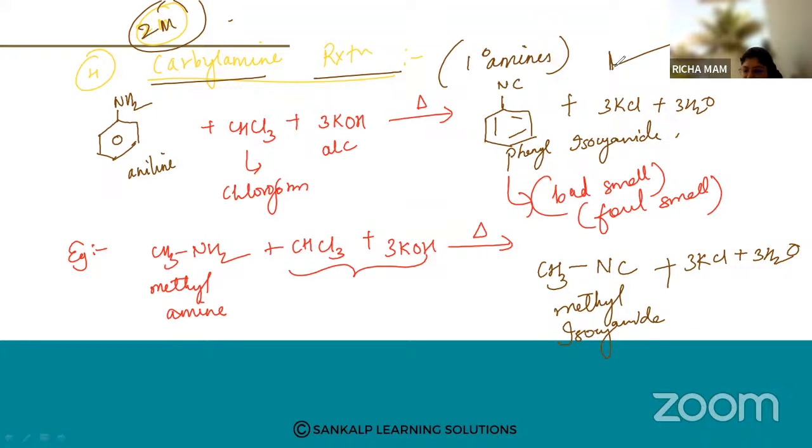We have a few more reactions. So let us see. This was the fourth one. What all chemical properties have we seen? First, the basic nature of amines. Second was alkylation. Third was acylation. Fourth was the carbylamine reaction. Next is the reaction with nitrous acid.